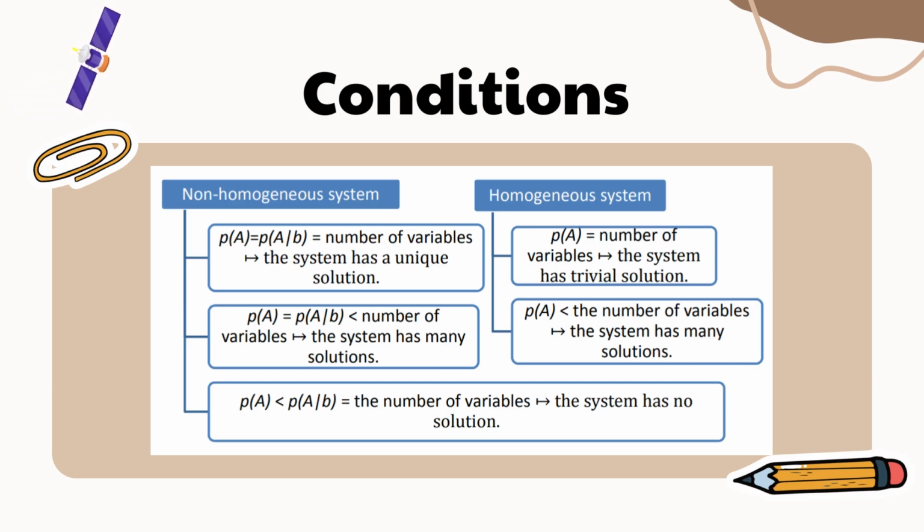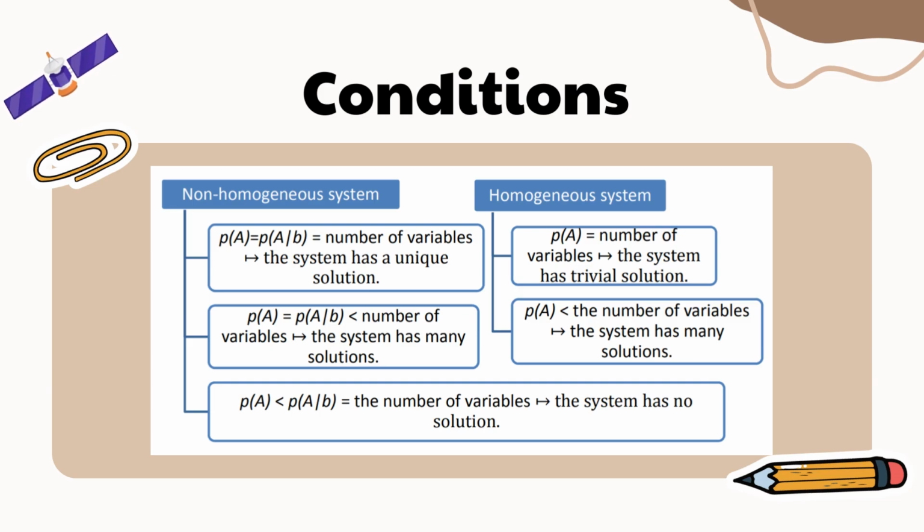Hello everyone, I am Mohammad Hamid Rashid, and today I will be talking about the conditions for the system of linear expressions. At first, for a non-homogeneous system, we will consider the rank of the matrix with the coefficients of the variables x, y, and z as ρ(A), and the rank of the augmented matrix found from the system of linear equations as ρ(A|B).